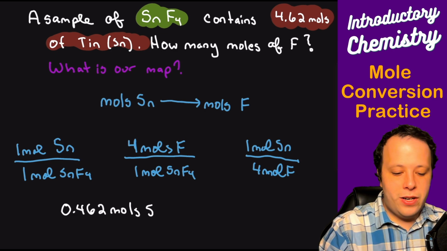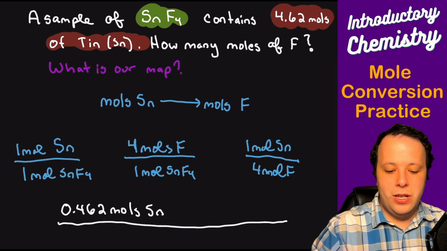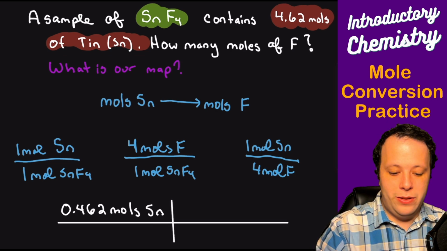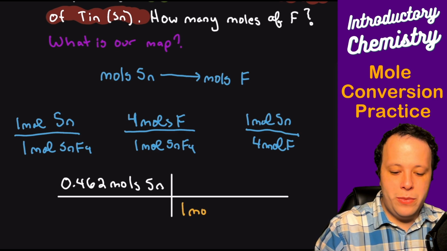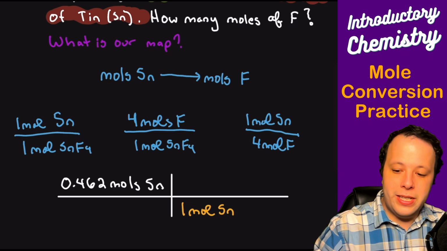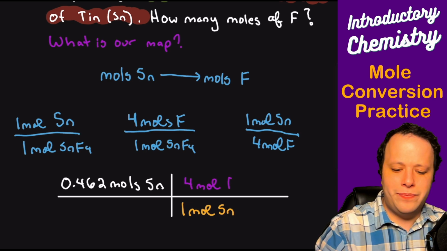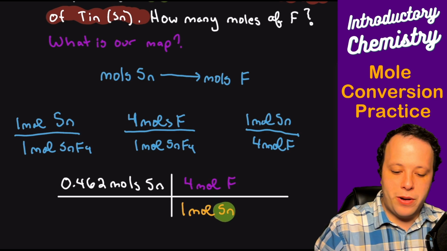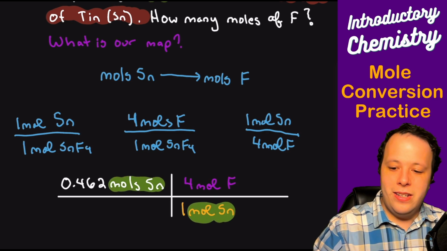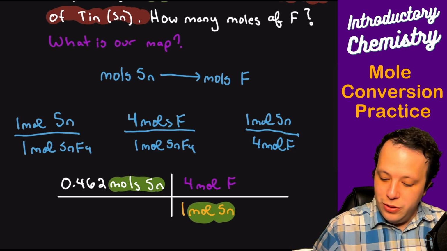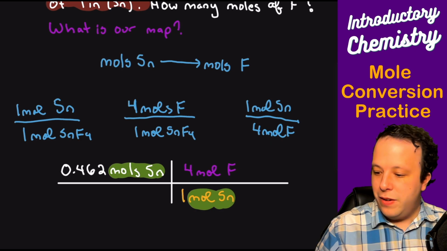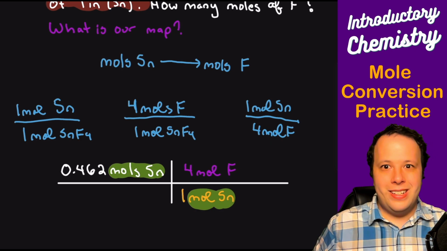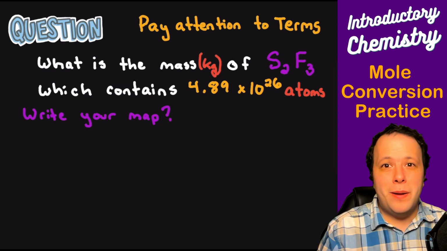So being that we started with 4.62 moles of tin, what we are going to want to do is cancel out our moles of tin. So how do we have that? Well, 1 mole of tin is equivalent to 4 moles of fluorine. And we can see that this is a pretty quick problem. Moles of tin cancels moles of tin, and what that's going to be is 4.62 times 4 for our problem here. And that's going to give us our final answer. So when we do that, okay, with these kinds of problems, we have to pay attention to the terms that are being set for us.